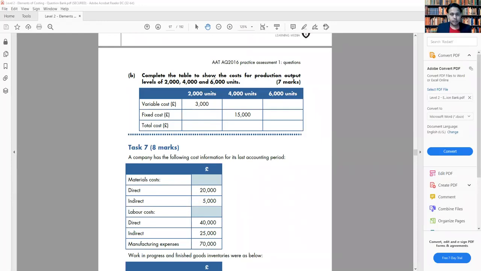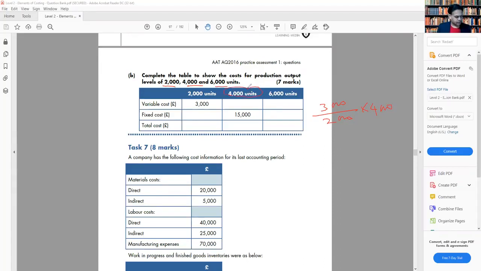So complete the table to show the cost for production output levels 2,000, 4,000, and 6,000. Variable cost will keep changing. For 2,000 units, the cost is 3,000 pounds. If I divide that, that will give me the cost per unit. If I multiply by 4,000, that will give me the cost for 4,000.